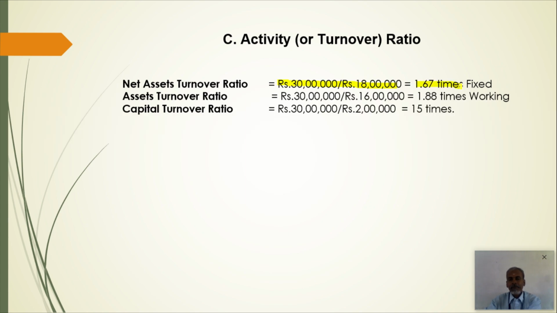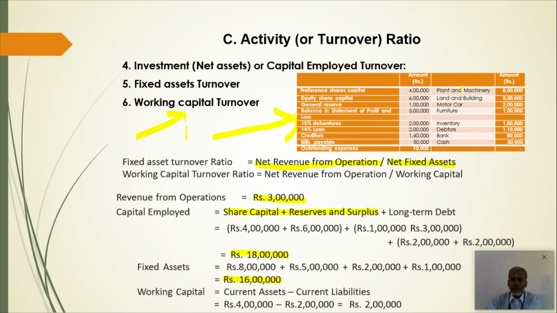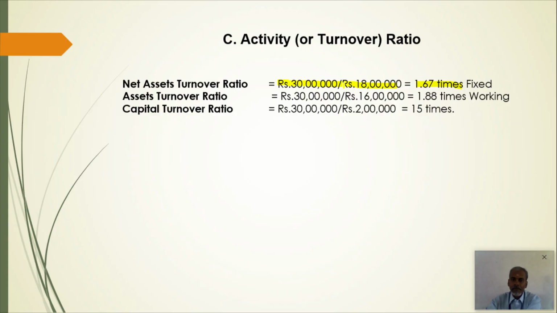So it gives you 1.67 times. It means that your sales are more than your assets. It is good. So your sales are higher than your assets. That is good. It is a good indicator. 1.67 times is a good indicator. Asset turnover ratio is 1.88 times, and it is also a good indicator. Anything more than 1 time is a good indicator.